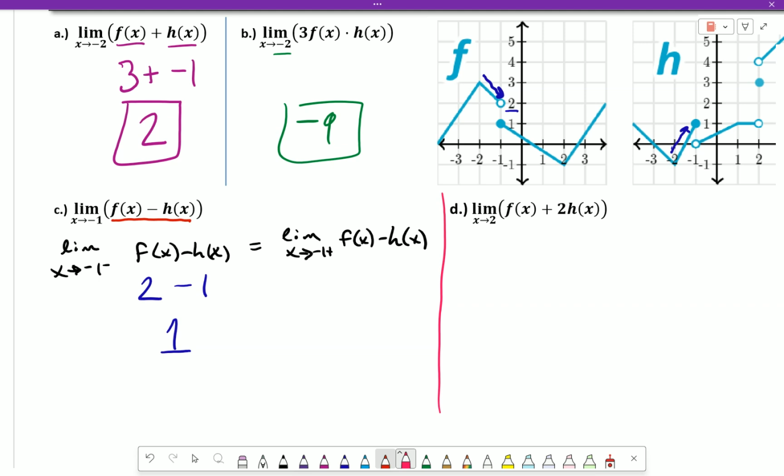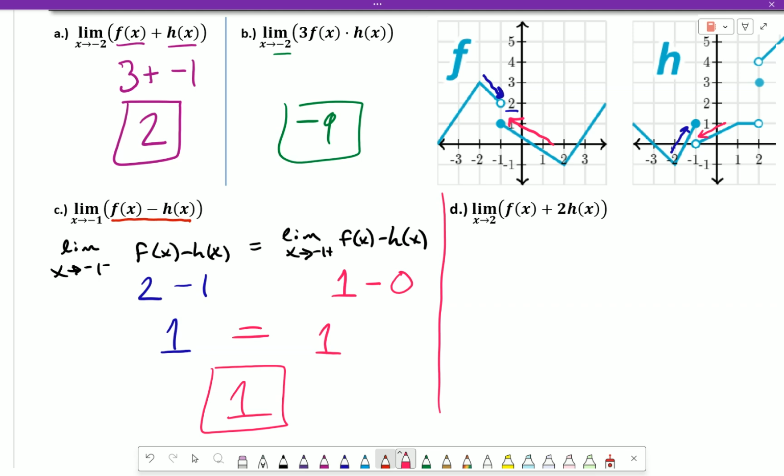Then we're going to look at it from the right-hand side. Okay, f from the right-hand side of -1. Oh, that's 1. Minus, I'm going to look at h from the right-hand side of -1. That's 0. What does 1 minus 0 get me? 1. Is 1 equal to 1? Yeah. Or in other words, when you look at them separately, the limit doesn't exist. But if I were to create them from the left, f minus h, and the right, f minus h, you get the same answer. Therefore, the limit exists. Makes sense on what we did.